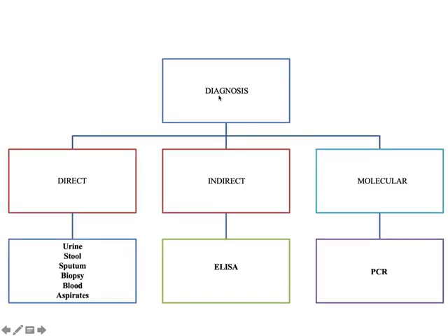So for the diagnosis of the stool, for the parasites, we have multiple diagnoses. We have the direct, we have indirect, and we have molecular diagnosis. For the direct, for example, we will use urine, stool, sputum, biopsy, blood aspirates. And for the indirect, we can use ELISA. Okay, this is the serological part. For molecular, we can use PCR.